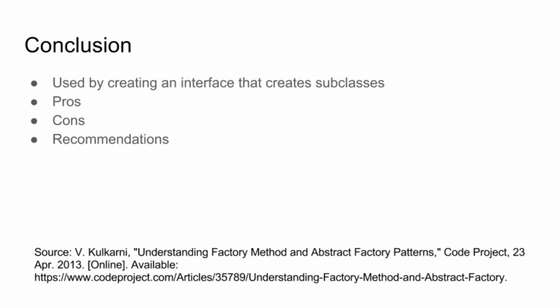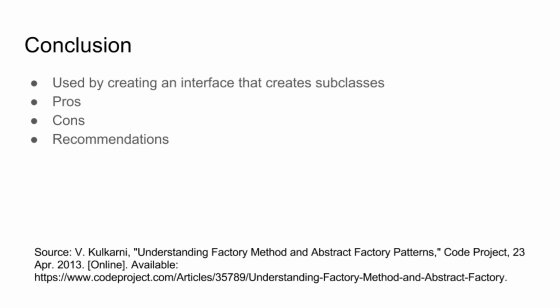In summary, the factory method is used by creating an interface that creates subclasses for the user. The advantages to this method are that they eliminate the need to bind application-specific classes into your code, that the code will only deal with product interfaces, allowing a user to create concrete product classes, and that factory methods connect parallel class hierarchies in such a way that it localizes the knowledge of which classes belong together.